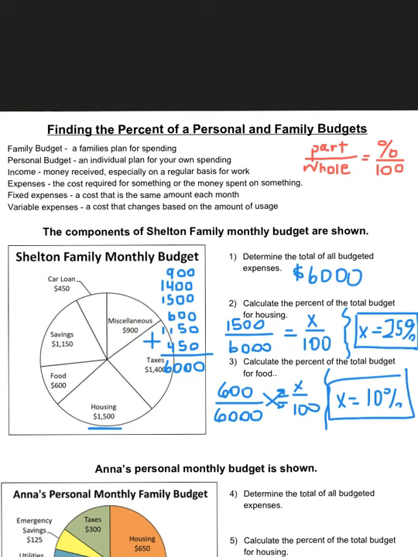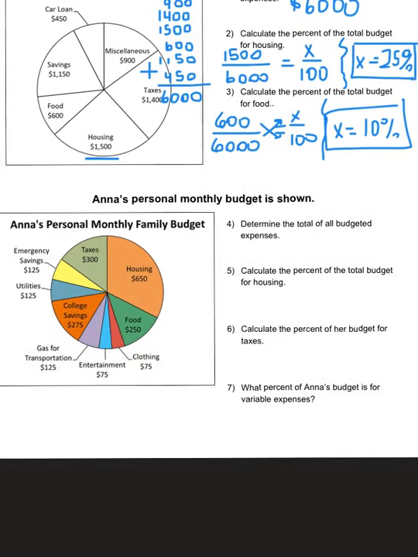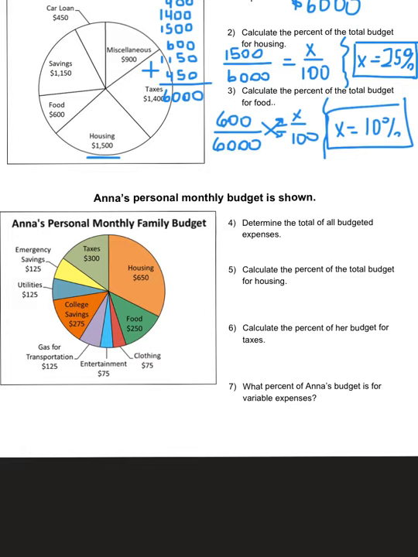Moving along to Anna's personal monthly budget. So let's see for Anna. Okay, so for Anna, it says determine the total of all her monthly budgeted expenses. So we're going to do the same as we did before, add up all of the numbers in the pie chart. She's got a lot of expenses, so be careful. Make sure you count how many items there are in the pie chart to make sure you have that many numbers so you don't miss out on anything. So for number 4, it comes out to be $2,000. So she has a budgeted expenses of $2,000.